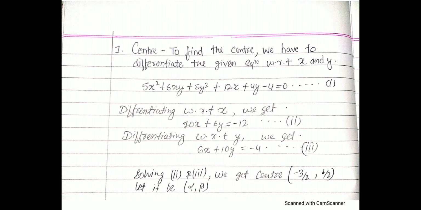Center. To find the center, we have to differentiate the given equation with respect to x first, and then with respect to y. So differentiating with respect to x, we get 10x + 6y + 12 = 0, which is equation 2. Again differentiating with respect to y, we get 6x + 10y + 4 = 0, which is equation 3.